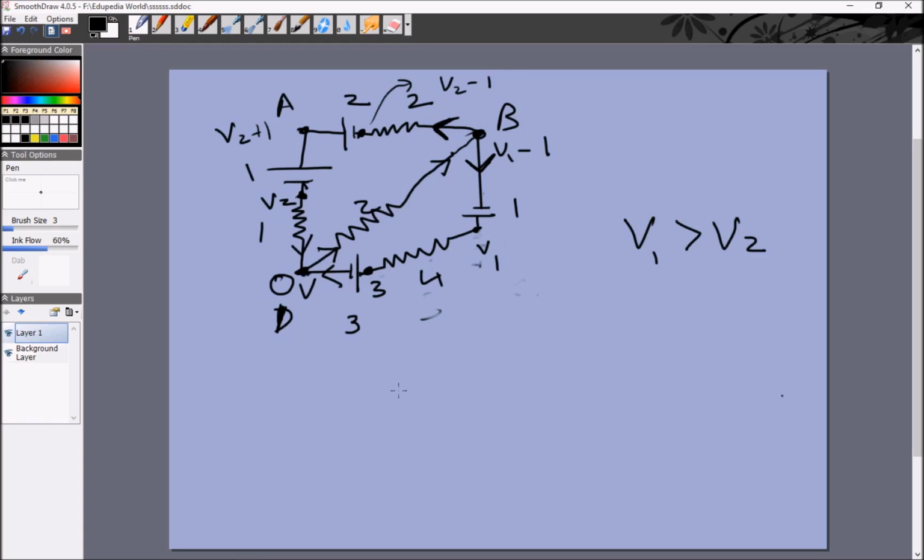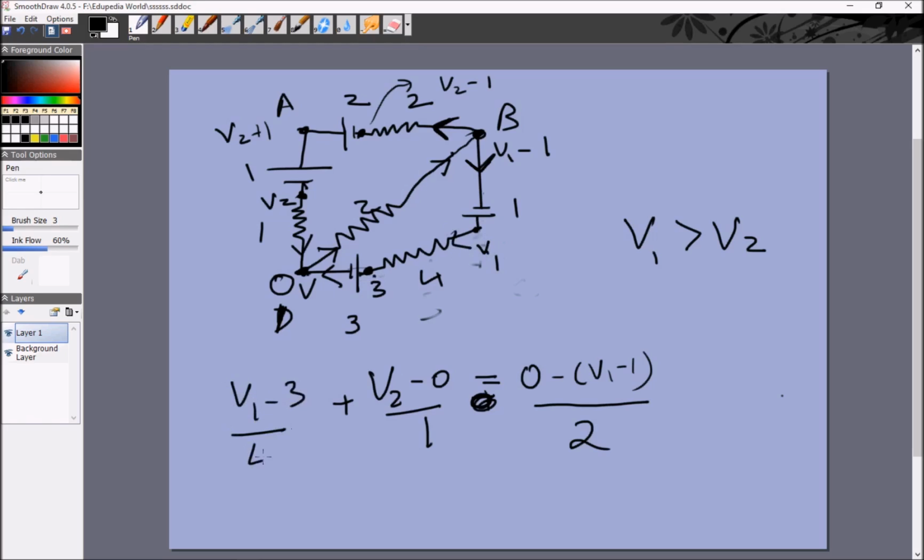Here what we'll get is V2 minus 0 divided by 1, that is this current, plus this is 0 and this is V1 minus 1, so 0 minus (V1 minus 1). It's possible that current is in this direction, that won't matter, then this will come out to be negative, divided by 2. This is equal to this plus the current in this direction. Now what is the current in this direction? This is V1 and this is 3, and we've assumed in this direction, so it will be (V1 minus 3) by 4. So this is our first equation.